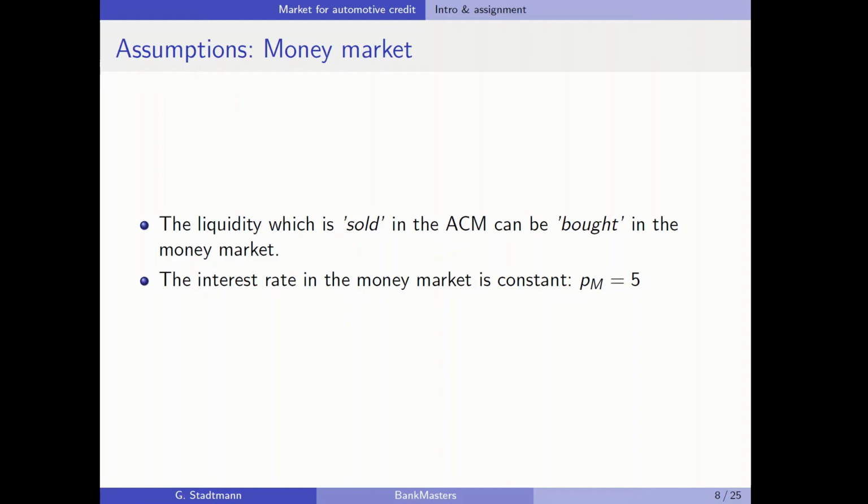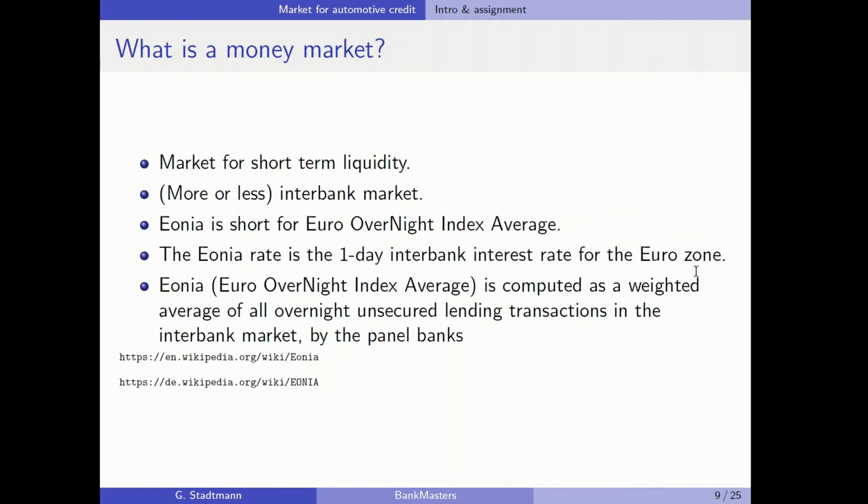Let's have a look at some further assumptions. The liquidity which is sold in the automotive credit market can be bought in the money market. The interest rate in the money market is constant, so the money market interest rate is equal to 5. On the next slide, you can see some information about the question, what is the money market? I'll not go into detail, but I'll come up with the assignment questions for this part.